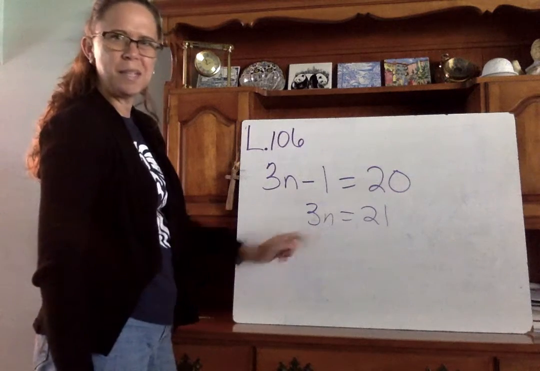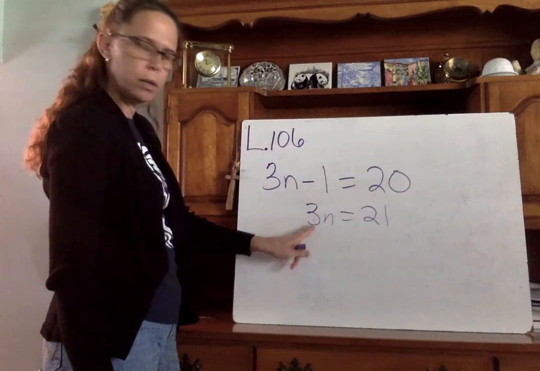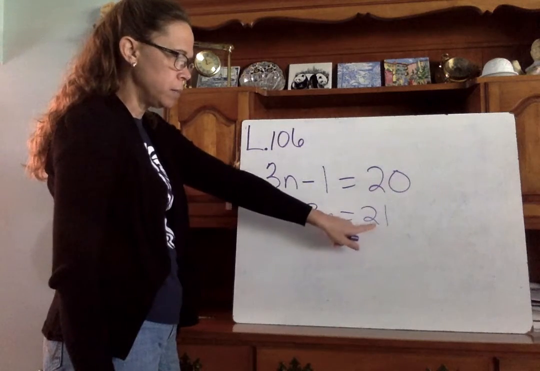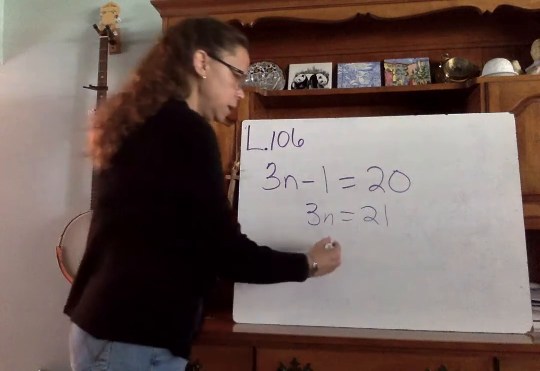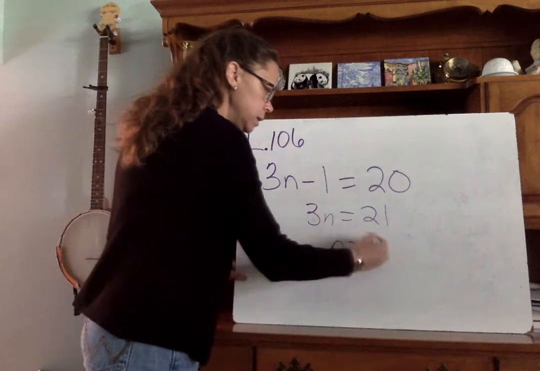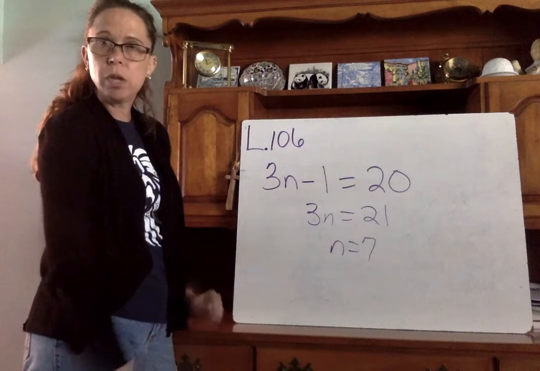So hopefully now you can see what n is going to be, right? If I know one factor and the product, I can divide the product by the factor to find the missing factor. 21 divided by 3 is 7. N equals 7. Now when we do these kinds of problems, it's best to check ourselves.